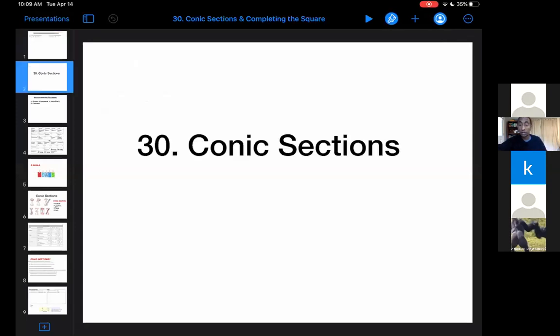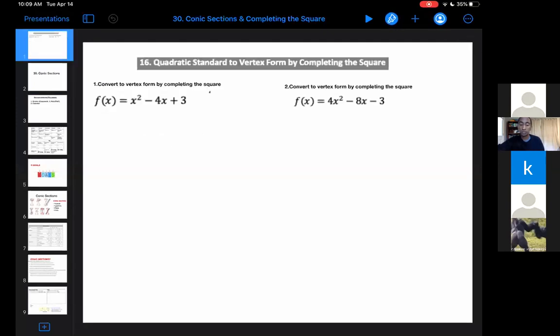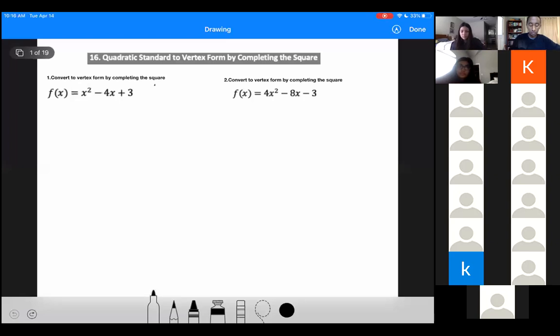The lesson for today is on conic sections and completing the square. And so we need to know how to do that first. Okay, so take a minute to try these or read the notes. So let's start with this first example here. I want to do both of these.